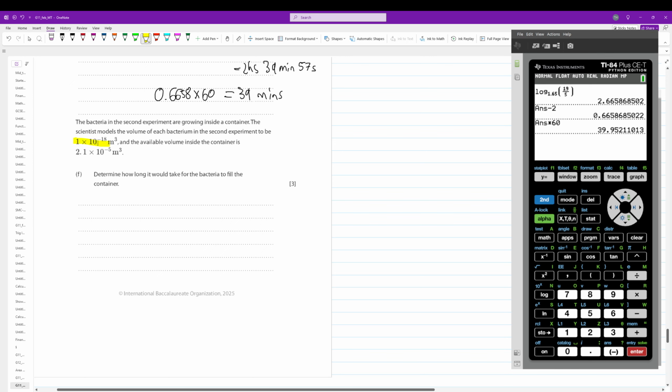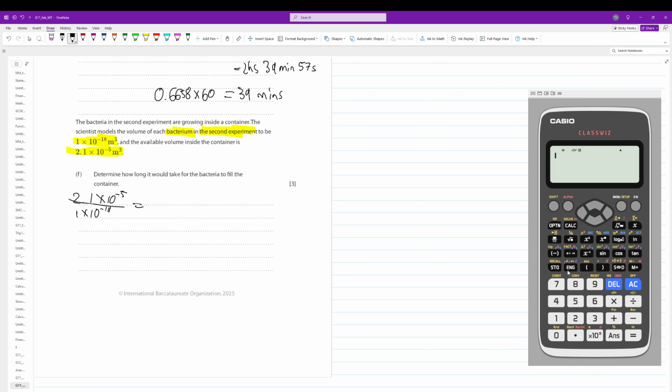This is where you've got to read the question carefully. So each bacterium takes up that much space. The amount of volume is that. So if I do a very quick that one divided by that one, I know how many bacterium can fit in. Grab the old faithful calculator and 2.1 times 10 to the minus 5 over 1 times 10 to the negative 18 gives me 2.1 times 10 to the 13.